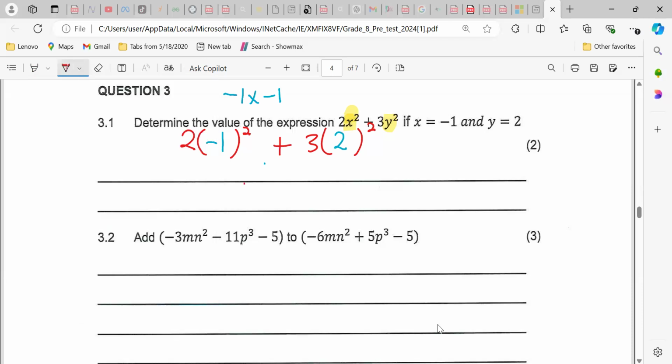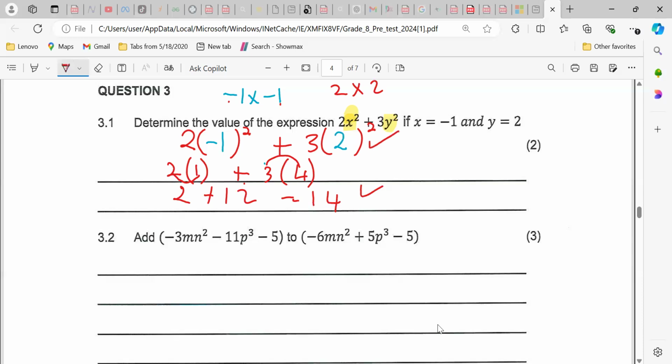So we're going to write the 2 first. We have the 2 multiplied by 1. How did the 1 get positive? Negative multiplied by negative is positive. Plus, we have 2 multiplied by 2. What is 2 multiplied by 2? 4. So we have 3 multiplied by 4. After that, we have 2 multiplied by 1, it's 2. We have 3 multiplied by 4. What is 2 plus 12? 14.